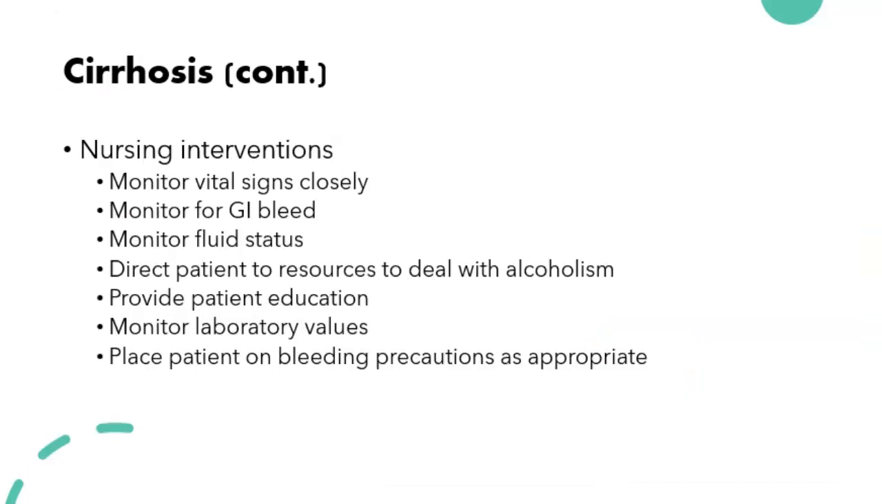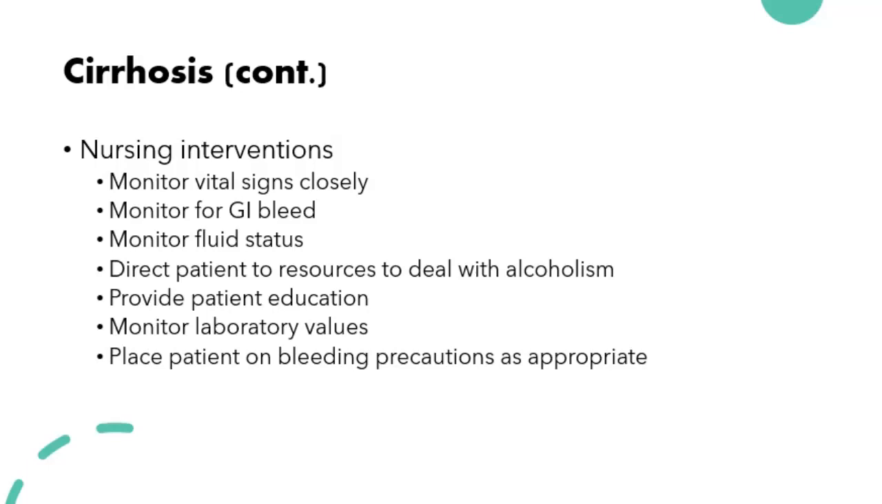Nursing interventions of cirrhosis. So you want to monitor vital signs closely. You want to monitor for GI bleed, monitor their fluid status. So check their eyes and nose, fluid, and they're probably going to be on fluid and sodium restrictions. And they might also be placed on diuretics if the diet modifications don't control that ascites and edema.